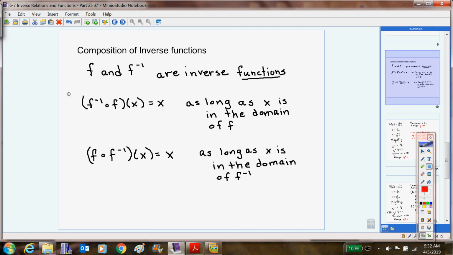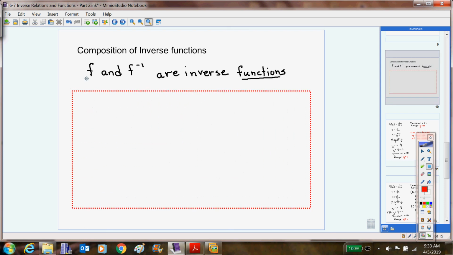We can talk now about composition. Remember we had the composition of functions that we talked about before with this little circle thing. It's not times. I'm going to cover it up in a second, but just so that we're thinking about that idea of the composition, so you can see it a little bit at a time. So f and f with the -1 here, this is f and f inverse. They're inverse functions. We just talked about how to find them.